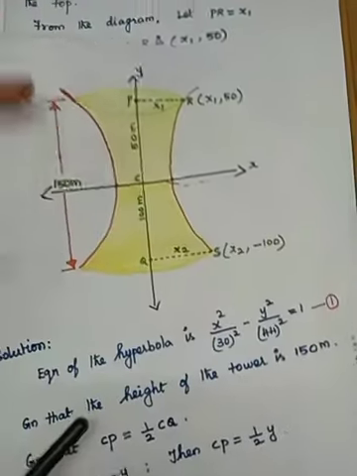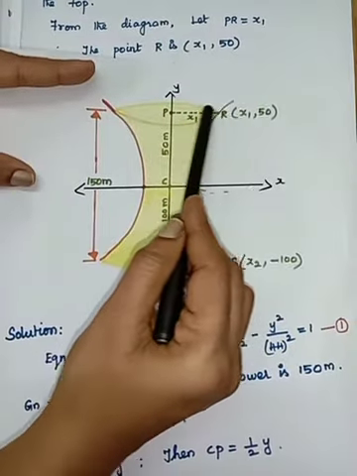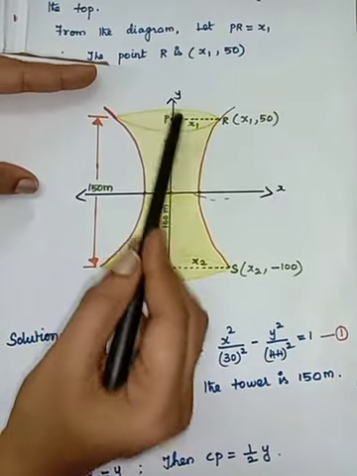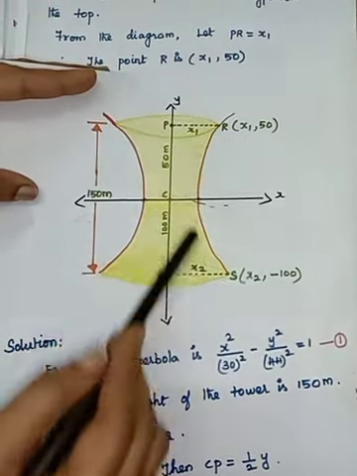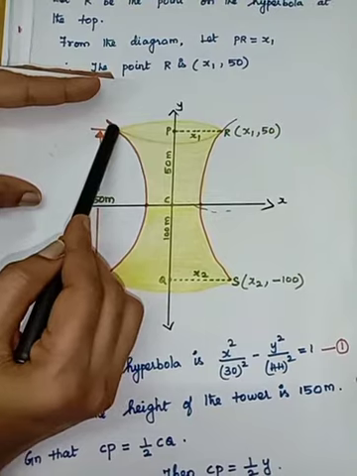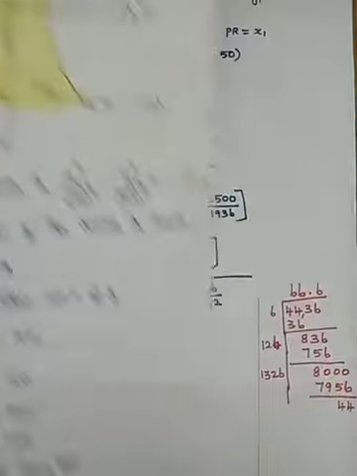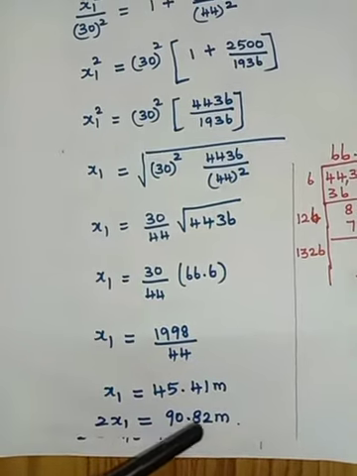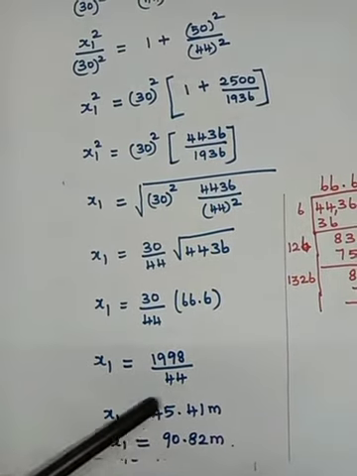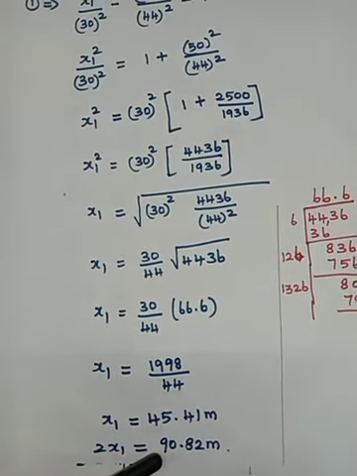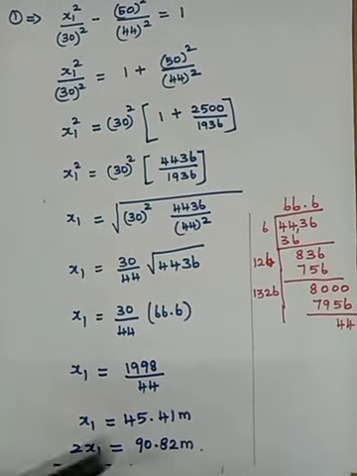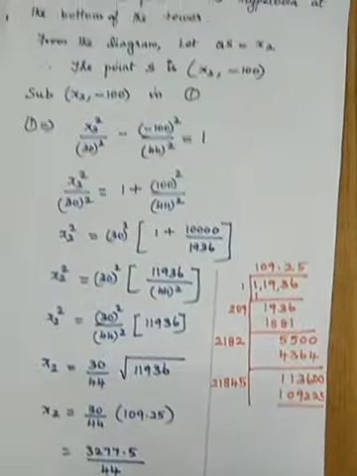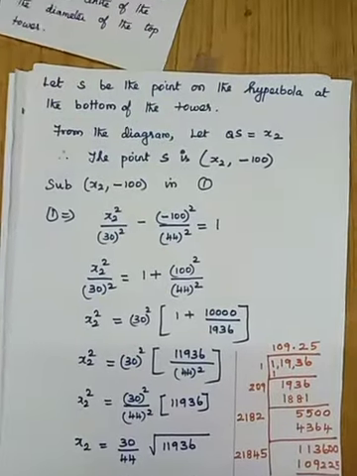So in the question what is asked? The diameter of the top of the tower. So that is according to the symmetry property of hyperbola, this also x1. So the diameter is nothing but 2x1, that is equal to 90.82. This term has to be multiplied by 2, so that is 90.82. So in the same way, we have to find the diameter of the base of the tower.